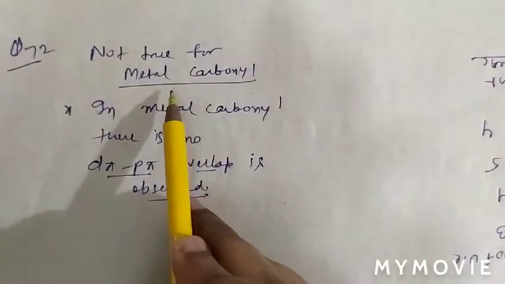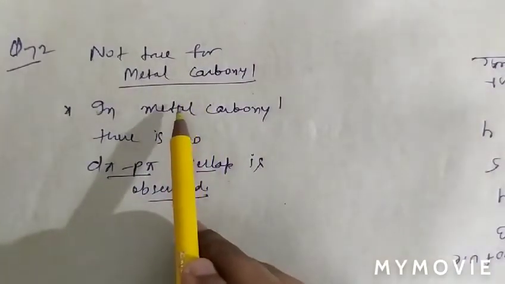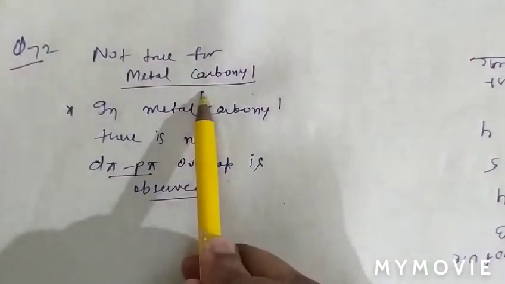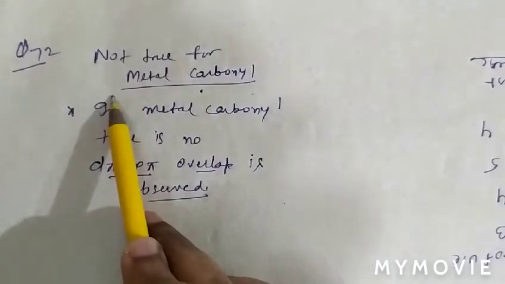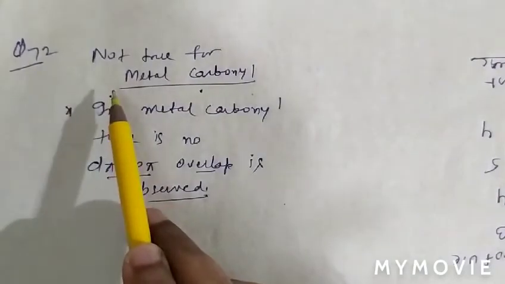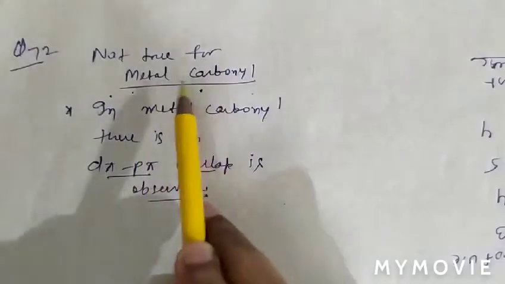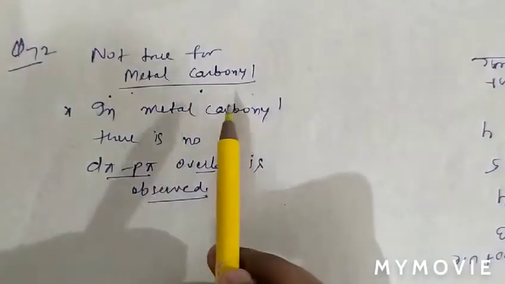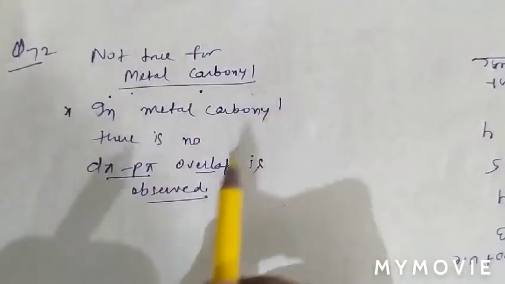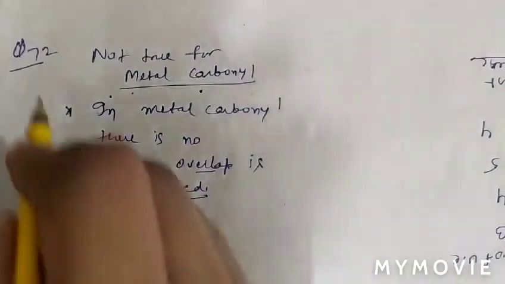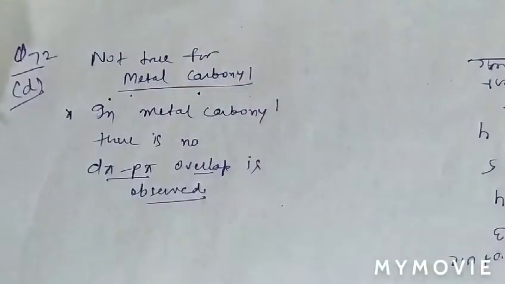Basically in metal carbonyl, the electron pair is transferred from carbonyl to the vacant d orbital of the central metal atom, and the electron pair on the metal is donated to the anti-bonding orbital of carbon of the carbonyl group. So there is no dπ-pπ overlap observed in metal carbonyl. So question number 72, option D is correct.